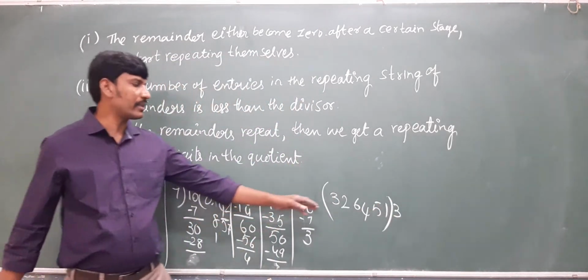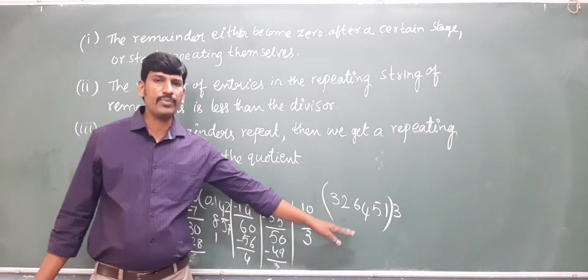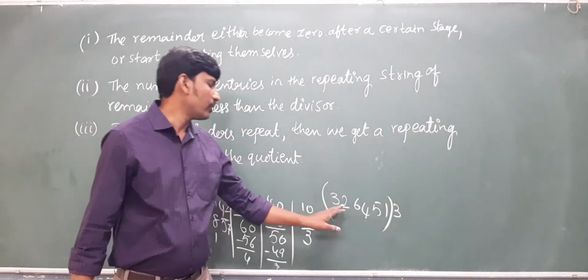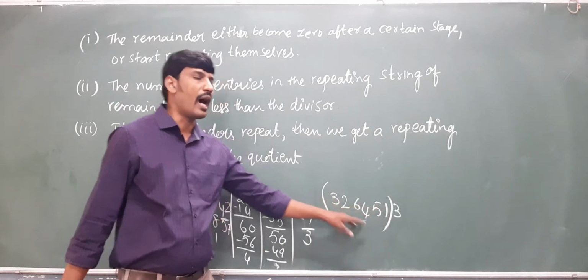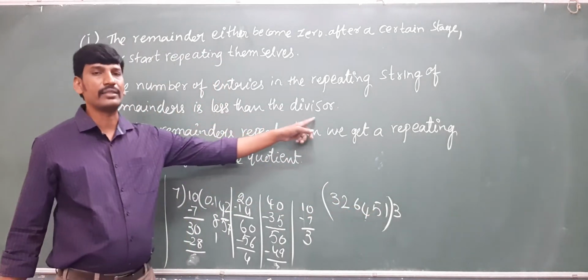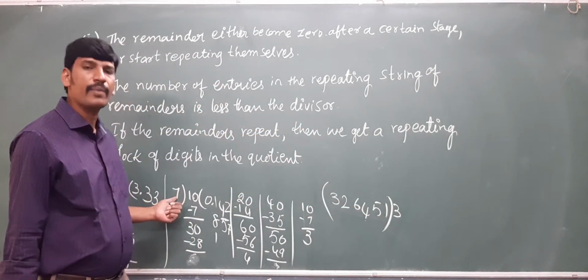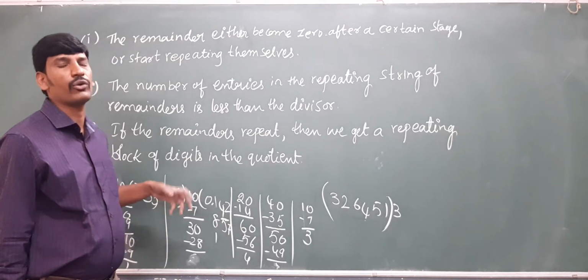These are the remainders in each and every step we got. Now observe, these are all the remainders: 3, 2, 6, 4, 5, 1. They are less than the divisor. Here, less than the divisor means less than 7. That we have to observe.